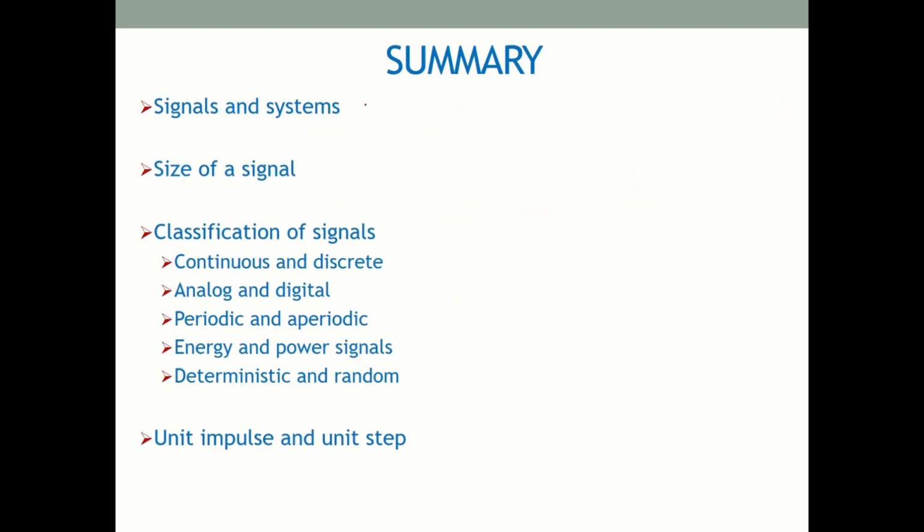So in summary, we have studied what signals and systems are. How do we measure the size of a signal? We have continuous and discrete signals, analog and digital signals, periodic, aperiodic, energy and power signals, deterministic and random signals, and finally unit impulse and unit step signals.